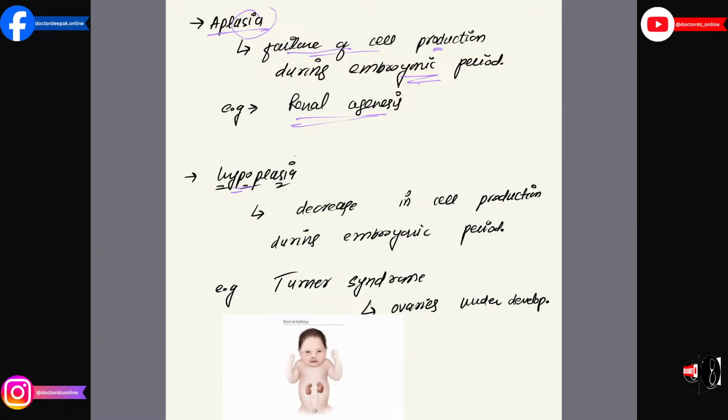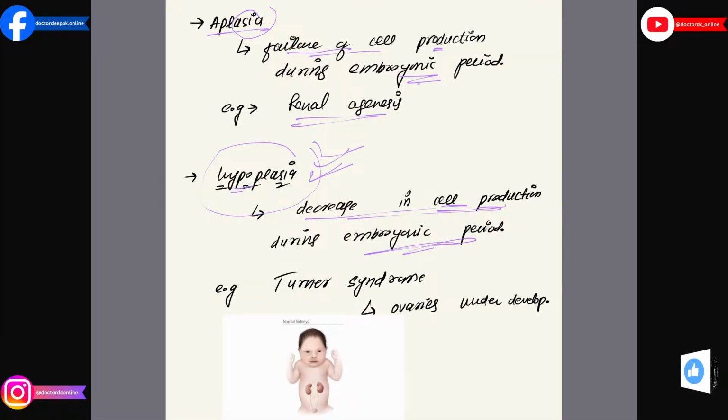The second is hypoplasia. What is hypoplasia? When there is a decrease in cell production during the embryonic period, it is called hypoplasia. So when the cell production totally fails, it is called aplasia. But when cells are produced but the amount is decreased, it is called hypoplasia. So failure of cell production is aplasia, and decreased amount of cell production is hypoplasia.